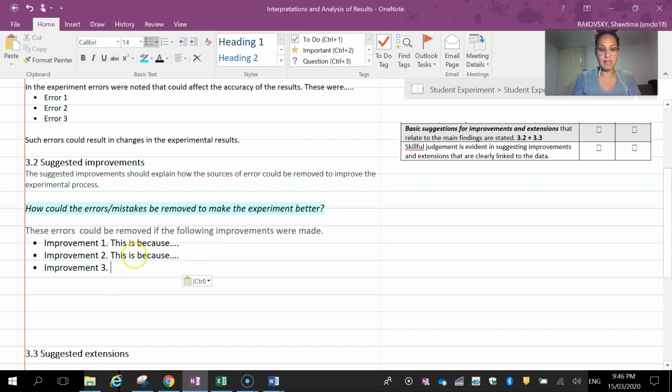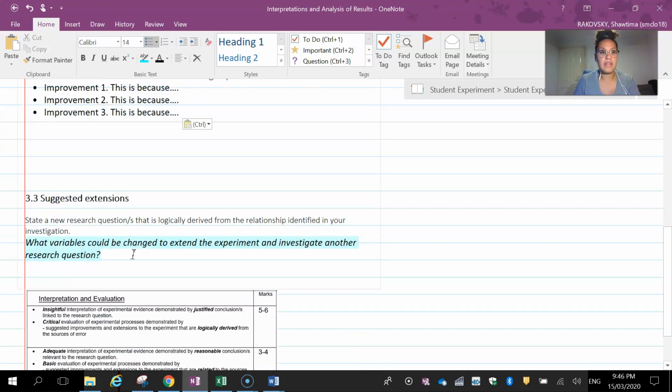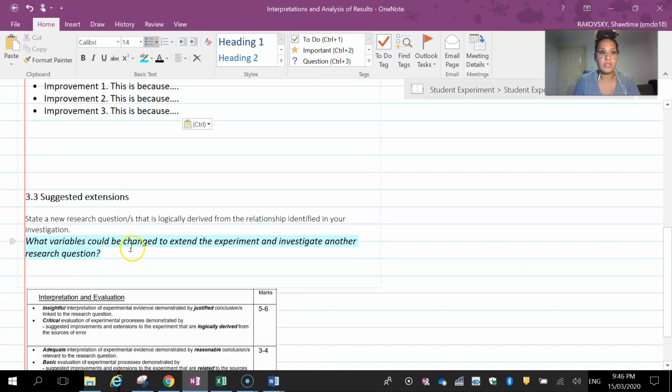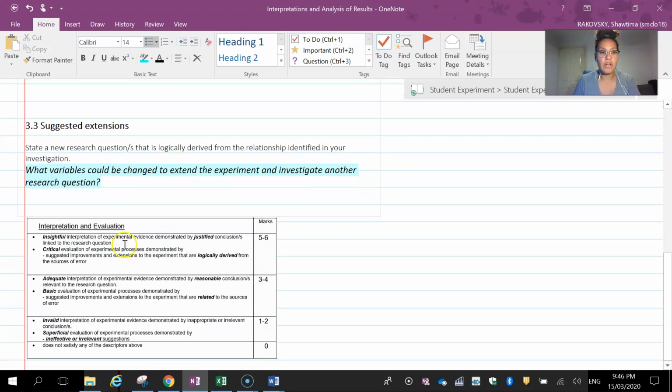Okay, so using that, this is because it just demonstrates that you are thinking about things at a higher level. Okay, and then suggested extensions. So that would be what variables could be changed in an experiment. So it has to be relevant, so logically derived. So remember your experiment was to look at something relating to friction and forces.